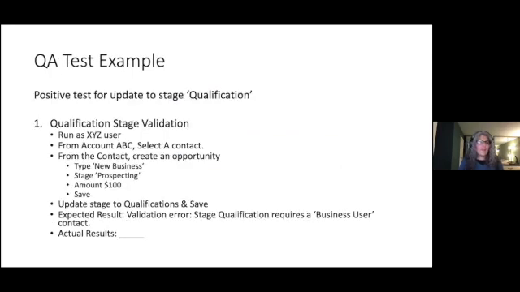So here's my test example, right? A positive test for the stage qualification. So I'm going to run as this user. I'm going to go to this account. I'll select a contact, and from the contact, I'll create an opportunity. So all of this information up here might have been just in the data setup, potentially, right? So I might not need to repeat it here, depending on how you presented them with this global setup, your opportunity. I'm going to update the stage to qualification and save, and this is the error I expect to see. And I might make some notes here. This is what I actually saw. It passed, it didn't pass. This was the problem we had.